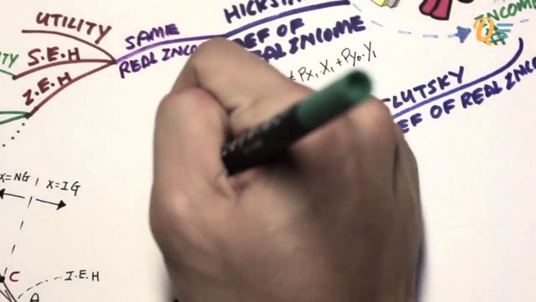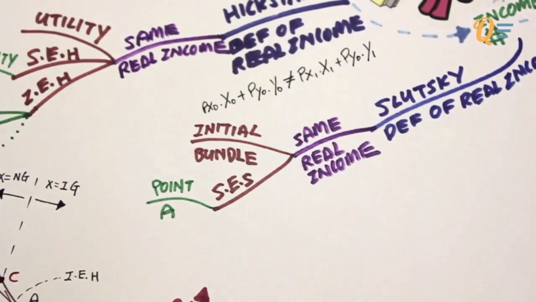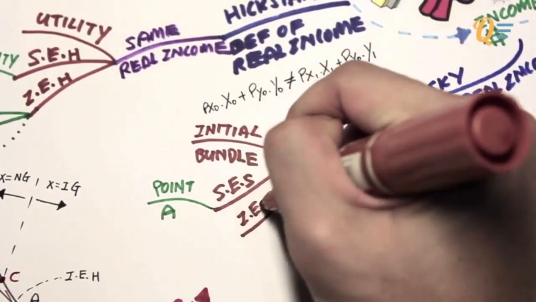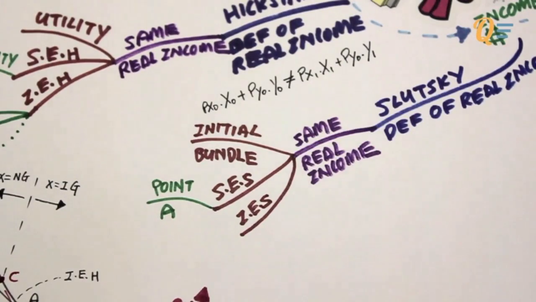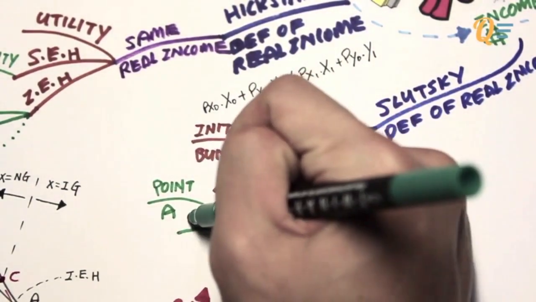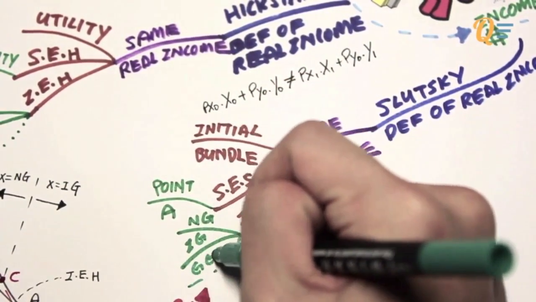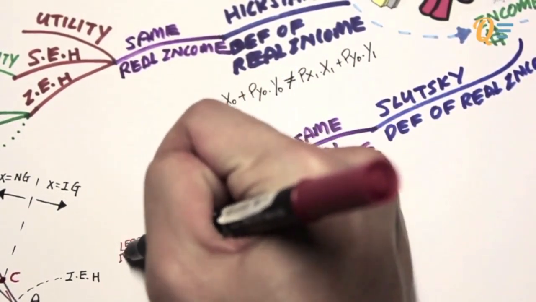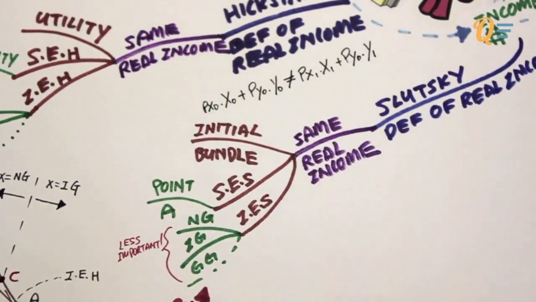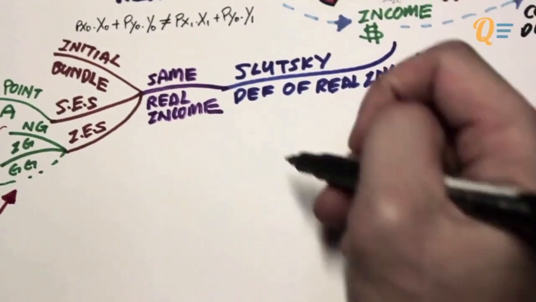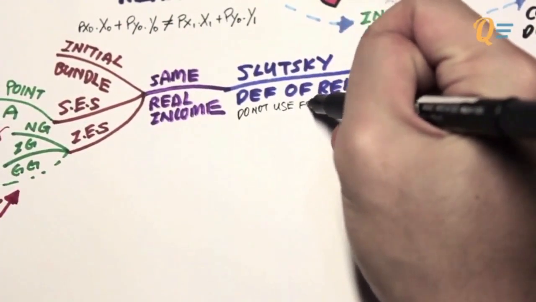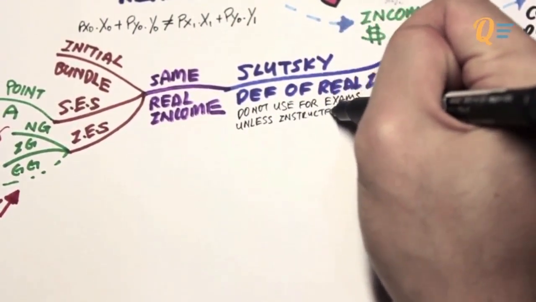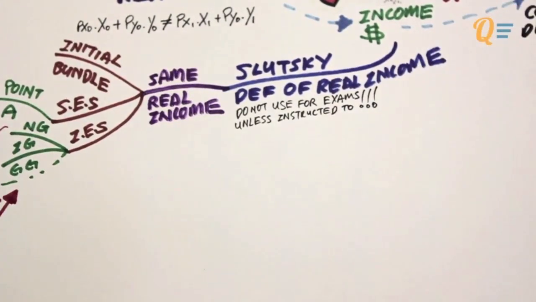So to identify the substitution effect under the Slutsky analysis, we need to put the imaginary budget line across point A. And then after that, the income effect is pretty much the same. It depends on whether good X is a normal, inferior, or a Giffen good. I'm not going to talk about the type of goods for the Slutsky analysis because it is a little bit less important. If it happens in any of the questions, I will go through them in separate videos. So, one disclaimer, do not use the Slutsky analysis for your exams unless you are instructed to do so in the question.